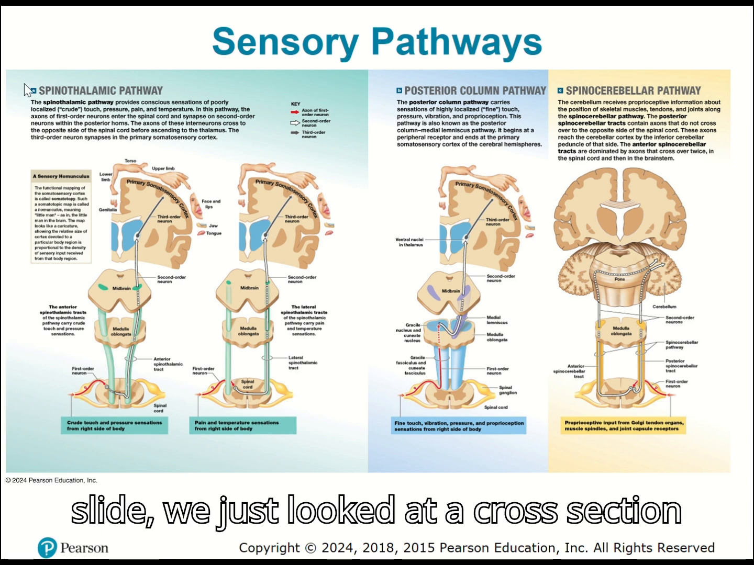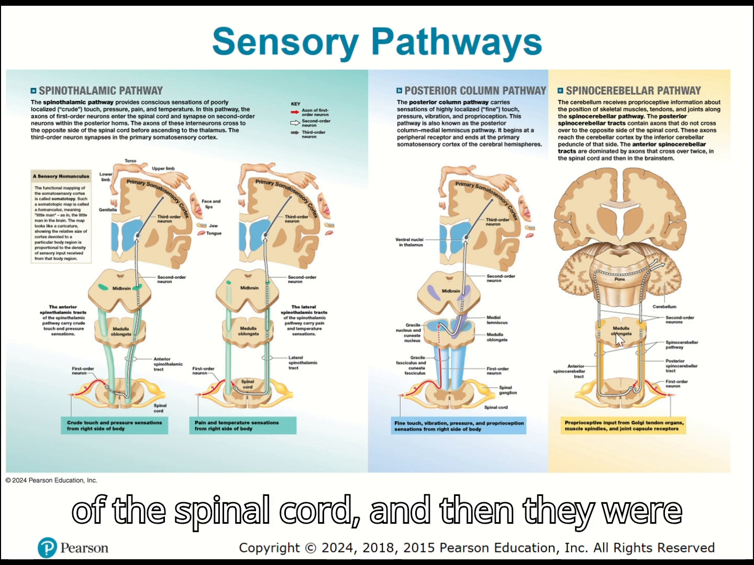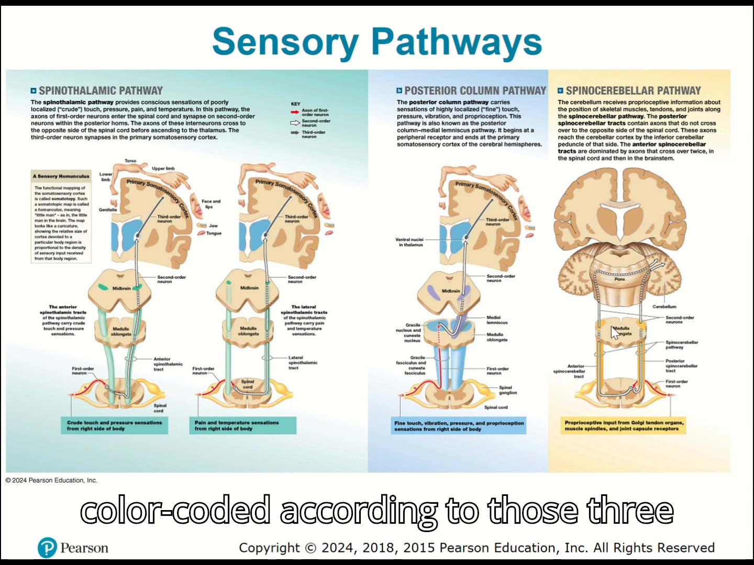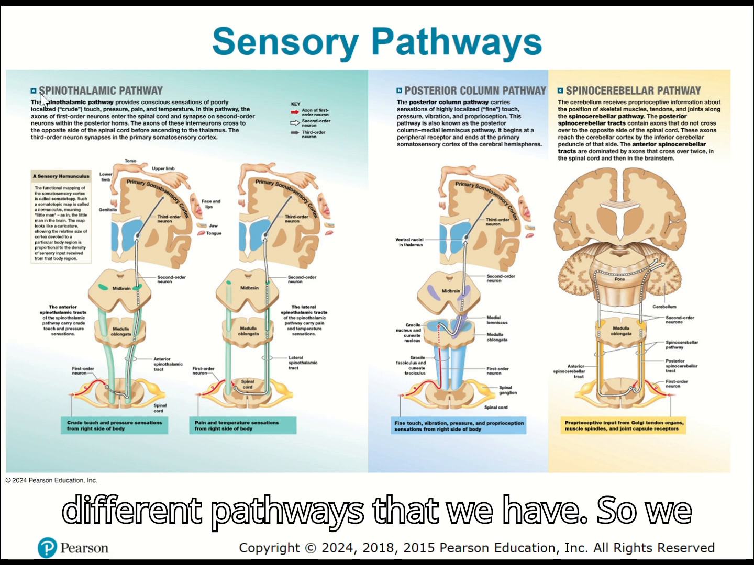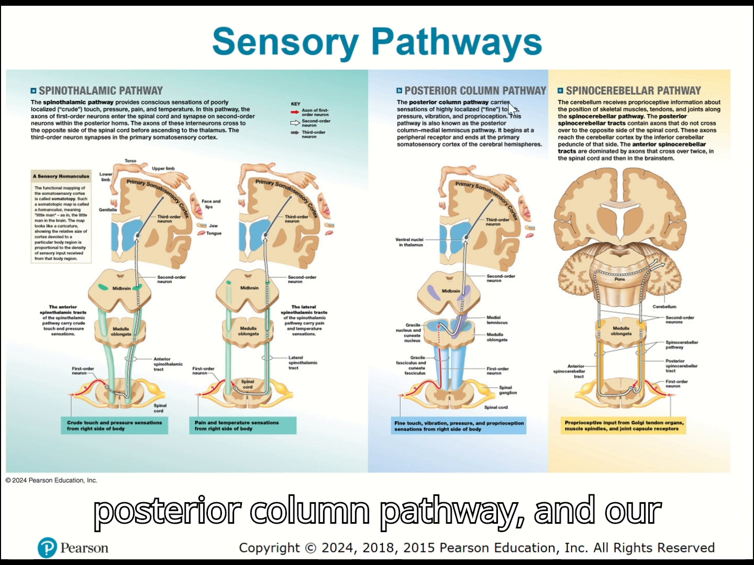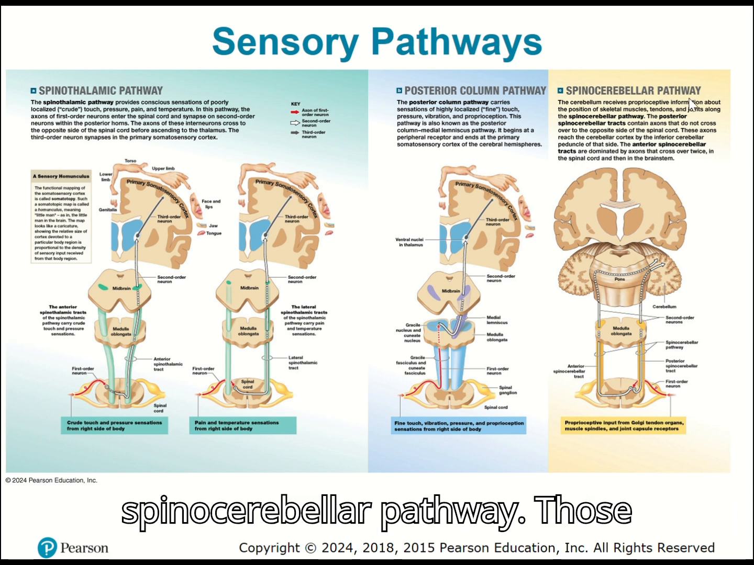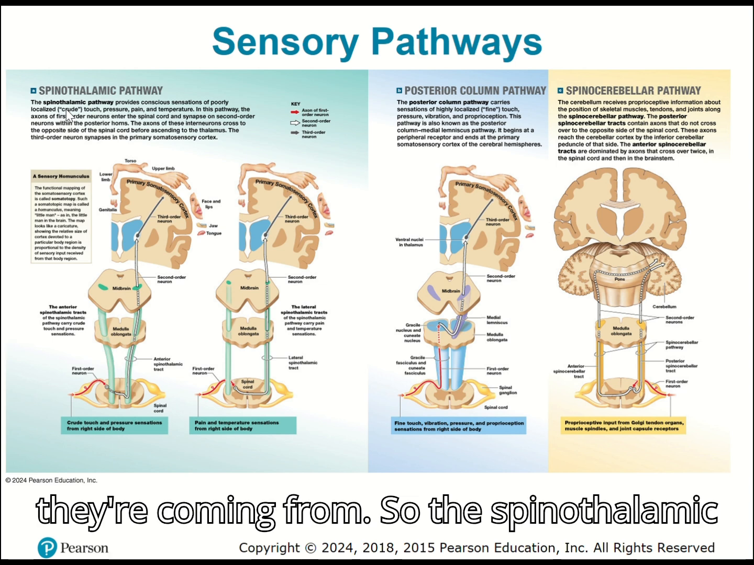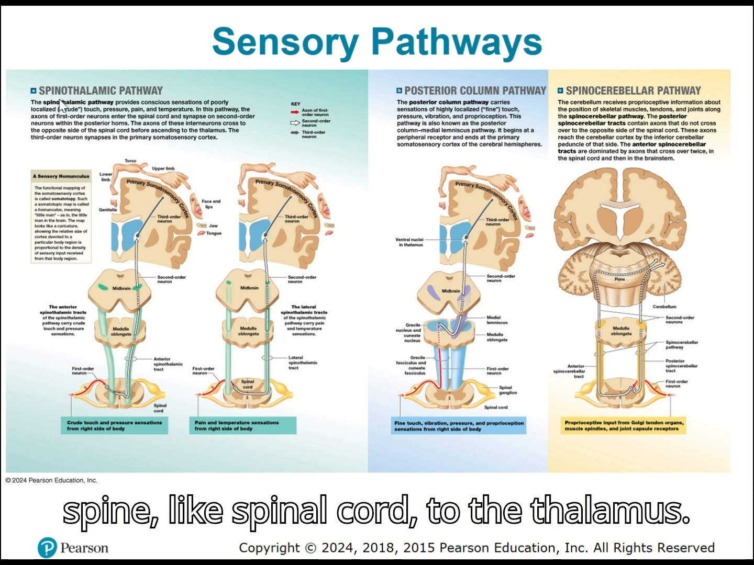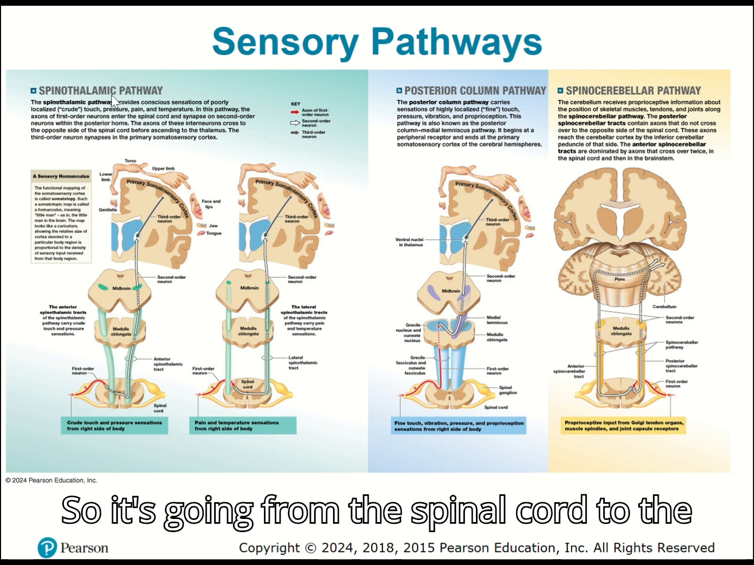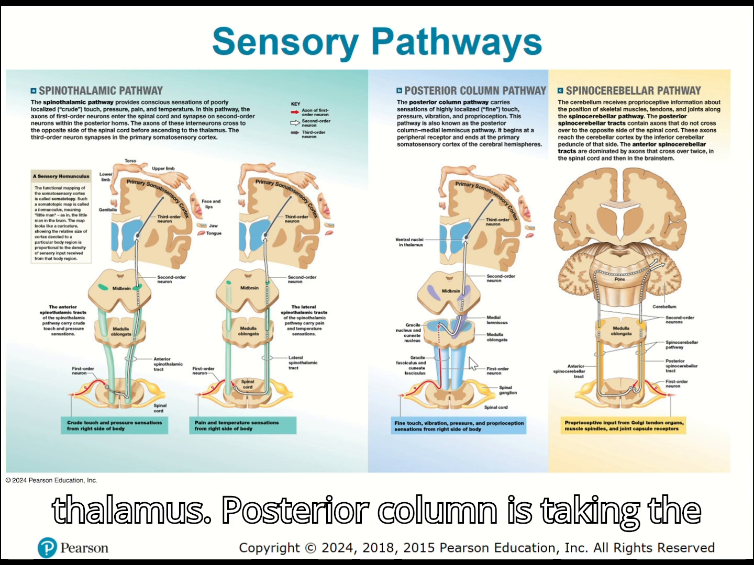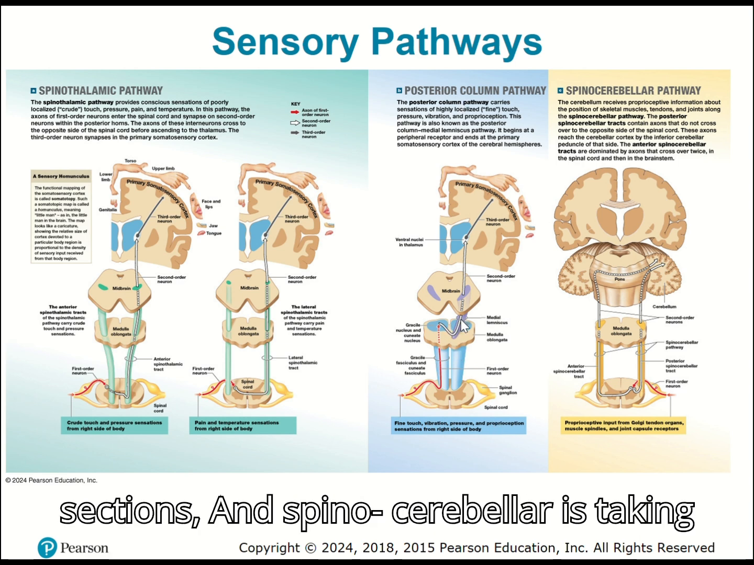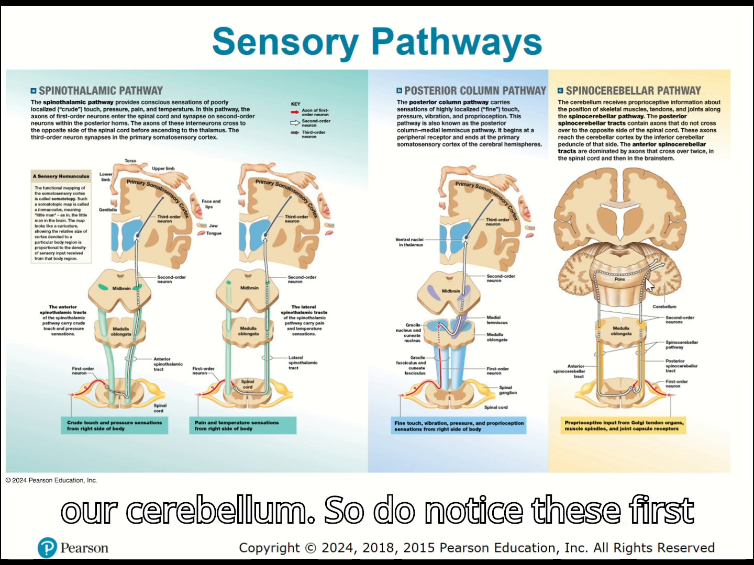Here are those sensory pathways. So in the last slide, we just looked at a cross section of the spinal cord, and then they were color coded according to those three different pathways that we have. So we have our spinothalamic pathway, our posterior column pathway, and our spinocerebellar pathway. Those names are going to tell you exactly where they're coming from. So the spinothalamic, spine, like spinal cord, to the thalamus. So it's going from the spinal cord to the thalamus. Posterior column is taking the white matter in those posterior column sections, and spinocerebellar is taking from the spinal cord and then going to our cerebellum.